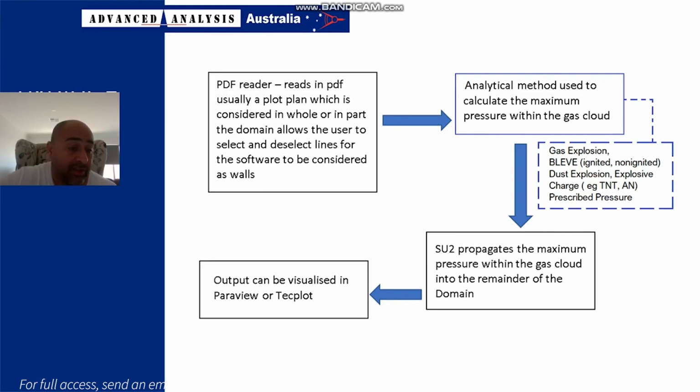You could do a TNT equivalent explosion if you're doing something like ammonium nitrate or an improvised explosive device like a terrorist activity. Once you calculate the source, the strength of the explosion, that is then passed on to SU2, an open source CFD software, and that allows you to propagate the explosion into the wider domain, and we'll show you exactly how that works for several examples.